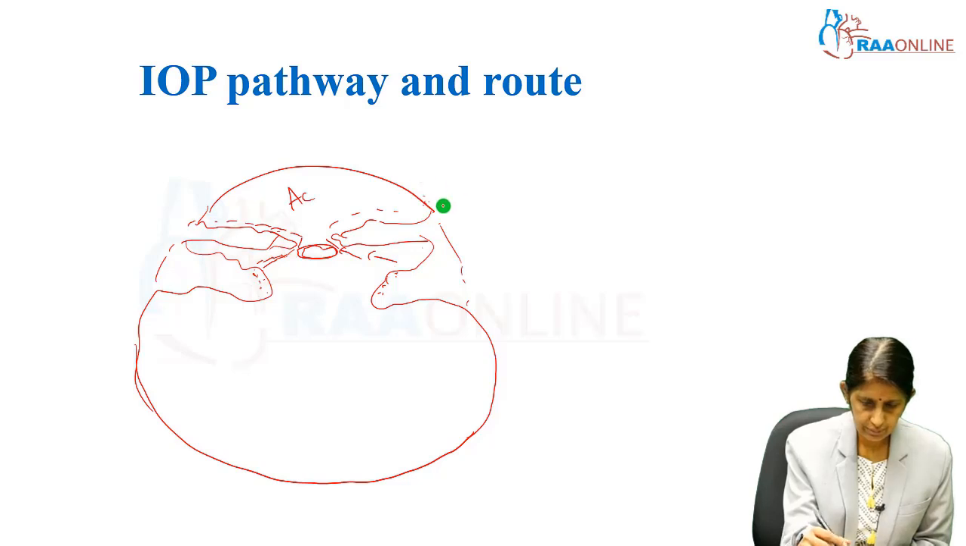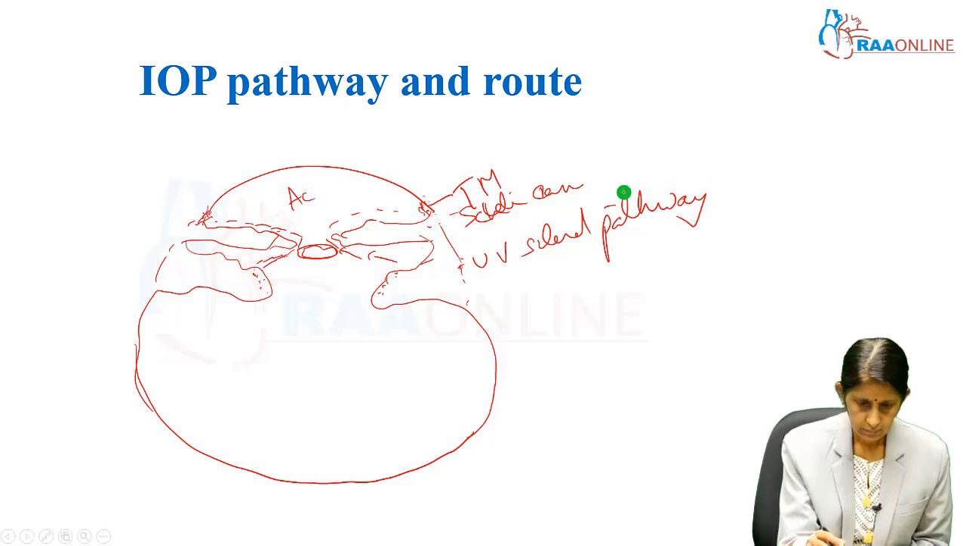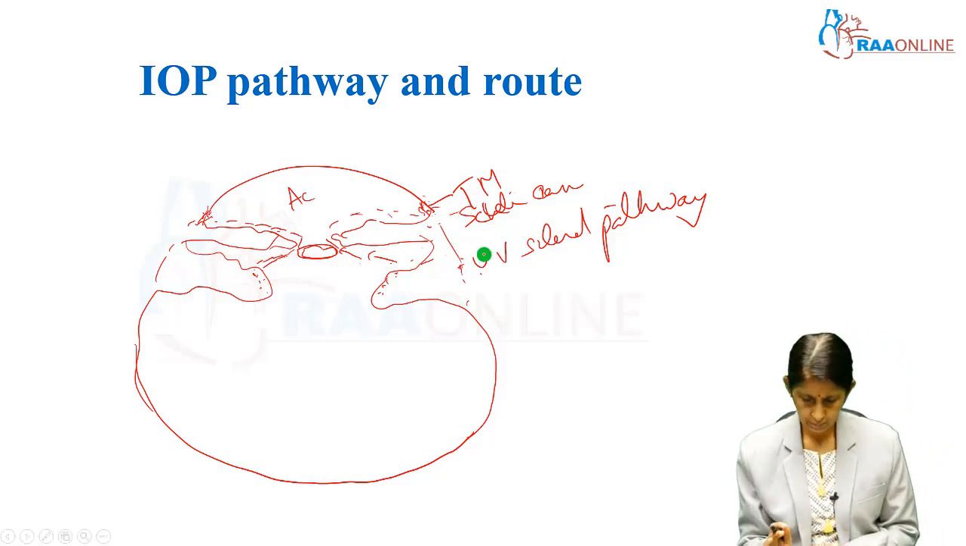So in this portion you have the trabecular meshwork. So this is the trabecular meshwork, and then this is the outflow pathway. So in the trabecular meshwork you will have the Schlemm's canal, and then you have a uveoscleral pathway here. Okay, so the drainage takes place in these areas. Now, this is the IOP normal pathway and the normal route.